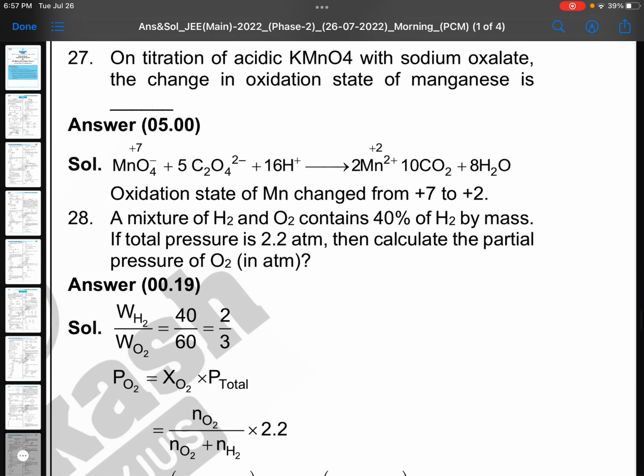On titration, acidic KMnO4 with sodium oxalate, the change in oxidation state. Always KMnO4 in acidic medium changes from +7 to +2. KMnO4 to Mn+2. Change is 5.